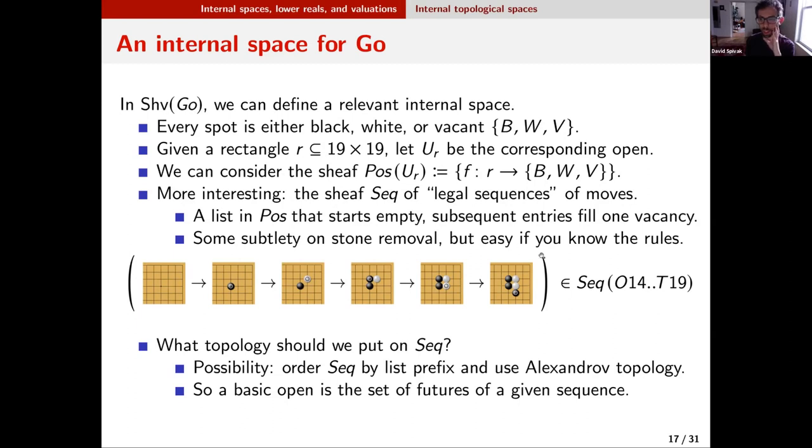That would be an element of seq on some rectangle. And now we need to put a topology on it, but I'm just going to make an easy one, which is that I'll order seq by the list prefix. So the first two is less than the first three, which is less than the first four, et cetera. And then I'll just use the Alexandrov topology so that a basic open will be the set of all futures of a given sequence. So you take this sequence of 1, 2, 3, and you look at all futures of it, or this six element sequence and all futures of that, and those would be the opens. Okay, so an open set is the futures for a given sequence.